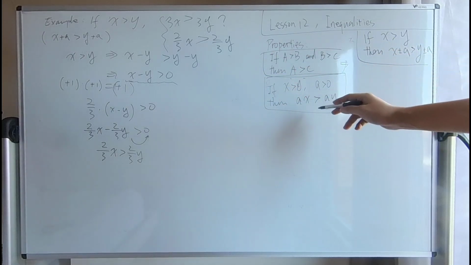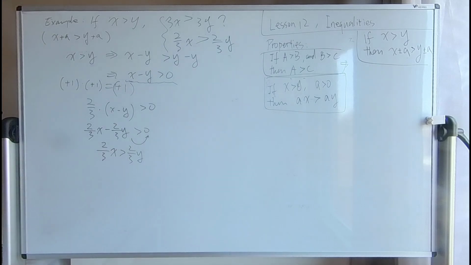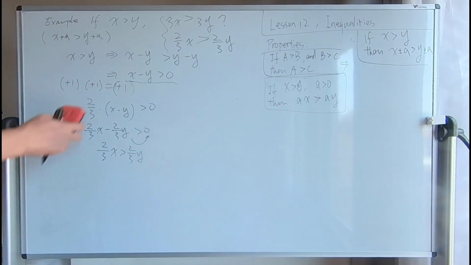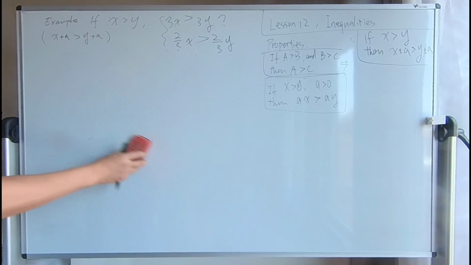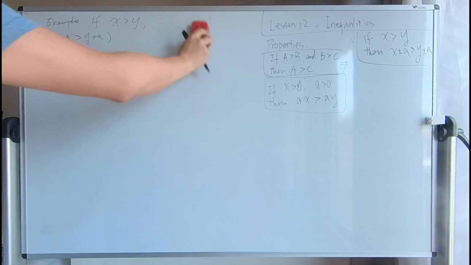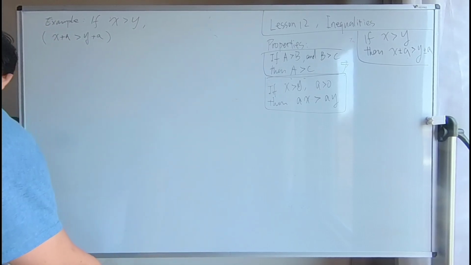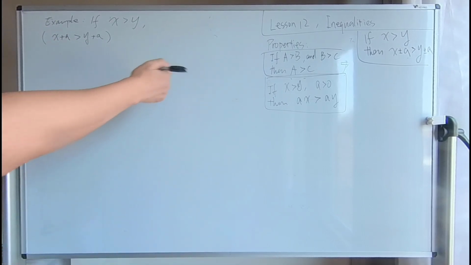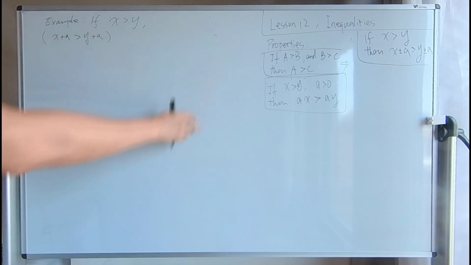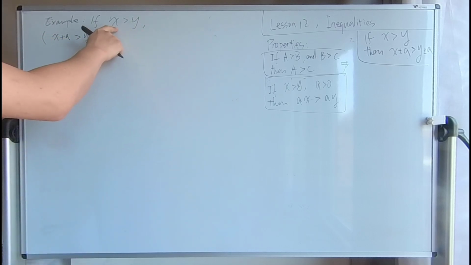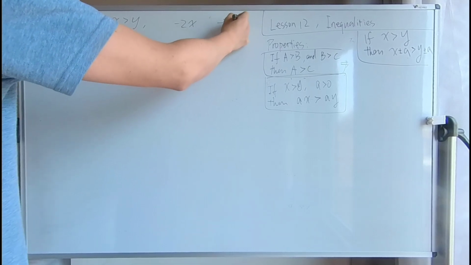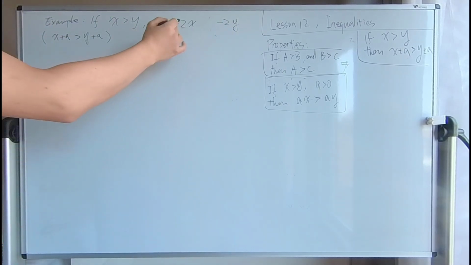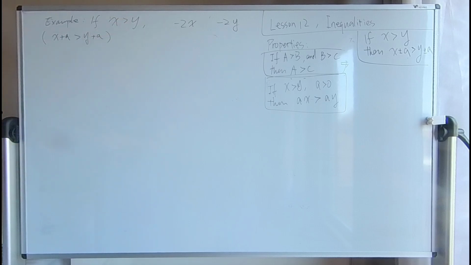Now, right after this, you would ask what happens to negative numbers. What happens if I'm multiplying or comparing the negative coefficients? For example, we just showed that 3x is greater than 3y. So what happens if I'm comparing minus 2x versus minus 2y?